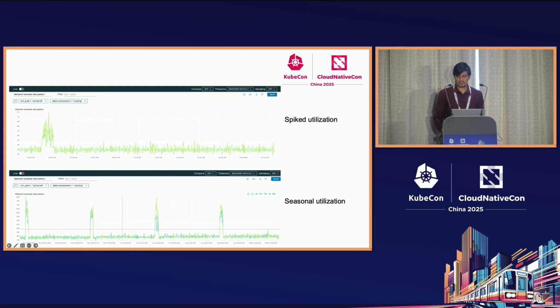One important thing to note is that we don't try to overfit things. In this example, the first one here, we just have a one-time spike, but in the second one, we have repeated spikes at reasonably consistent intervals, and we filter only those.